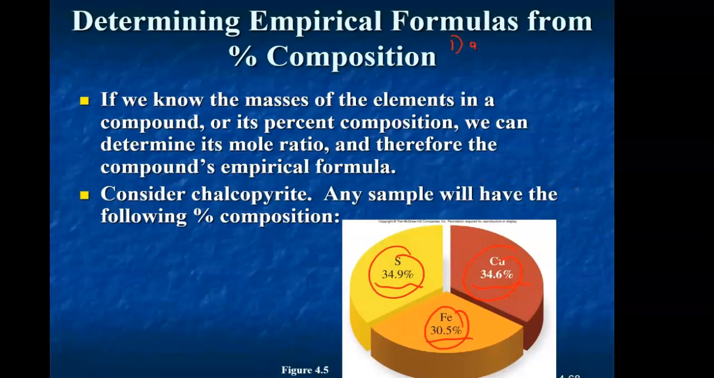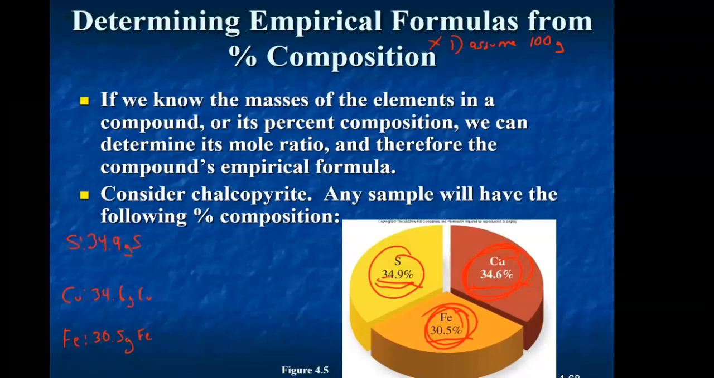So 1, assume 100 grams. Therefore, if we have S, Cu, and Fe, that means we have 34.9 grams of S, 34.6 grams of Cu, and 30.5 grams of Fe. That's step 1, right? Step 1, check. Step 2, convert all of them from grams to moles.